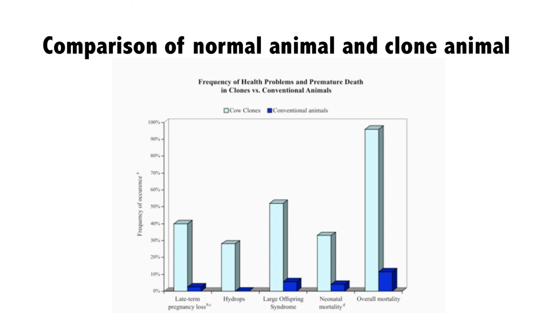The third pair of bars tell us that the chance of a cloned animal getting large offspring syndrome is much bigger than the normal animal. This syndrome will make the body of the cloned animal become larger than the average body size. The first pair of bars shows that the death rate of newborn cloned animals is bigger than the normal newborn animal. The last pair of bars shows that the overall death rate of cloned animals is far larger than the normal animal. From all the results above, we can see that the technique of animal cloning is not perfect now. There is still much room for us to improve.